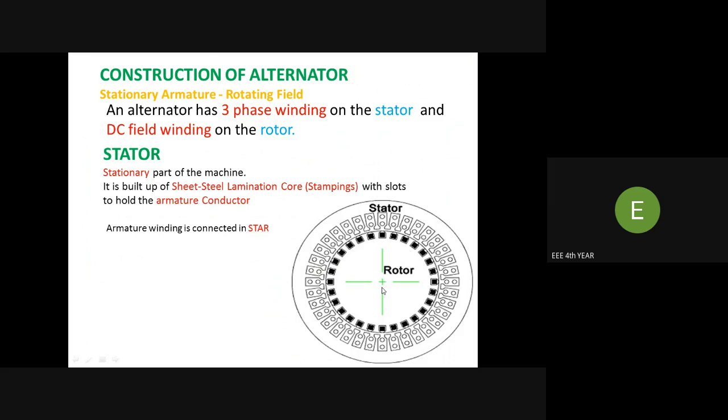In an alternator, the armature winding is connected in star connection because we need the neutral terminals. R, Y, B: A1, A2, B1, B2, C1, C2, or U1, U2, V1, V2, W1, W2. So any starting terminals or ending terminals combined together, we can form the neutral terminal.